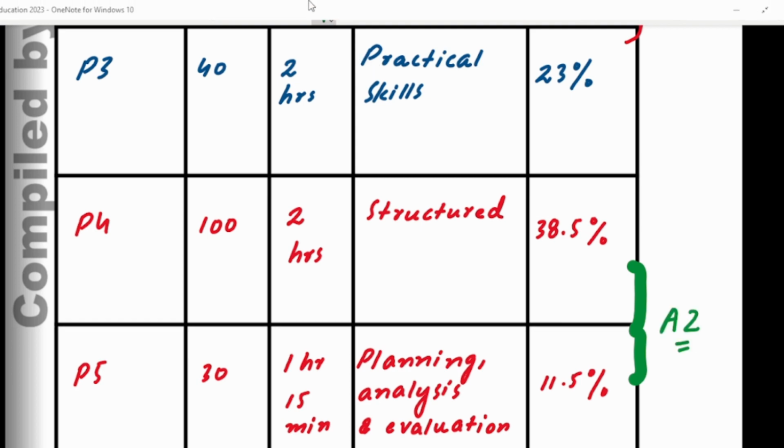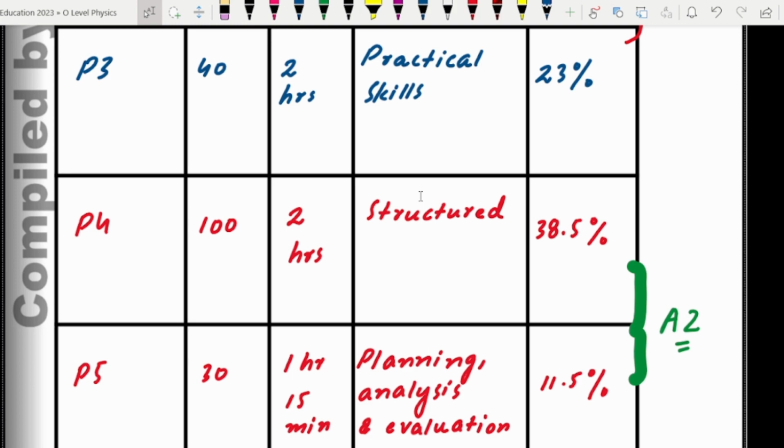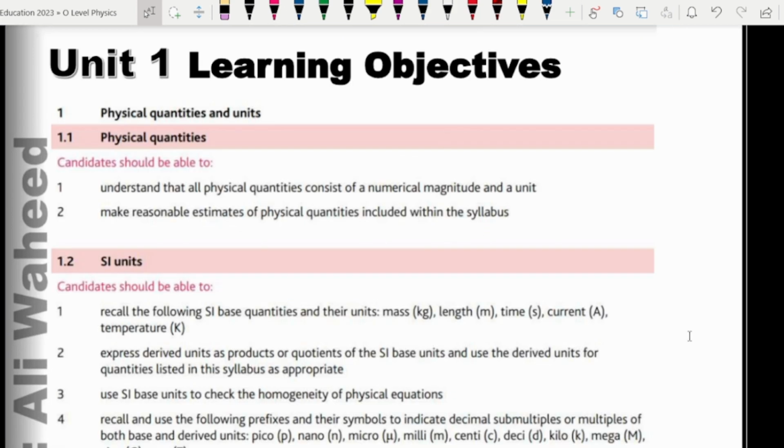Alright, so this was about the weightage, about the papers, and everything. The easiest way for you guys, especially the ones who are just coming from O levels and will be starting off with AS physics, is to download this workbook. Where do you download it from? You can download it from Patreon, or I'll be uploading it on a Google Drive and I'll share the link as well.